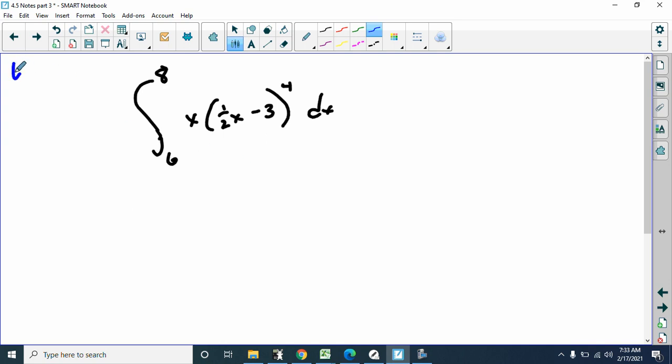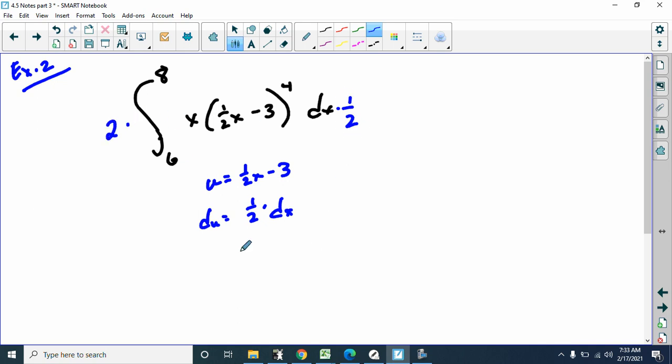Example 2, one more. Let's do a definite integral this time. The integral from 6 to 8 of x times the quantity 1/2 x minus 3 to the 4th dx. So we're going to make u equal to 1/2 x minus 3. du would be 1/2 times dx. So I need to multiply by 1/2 to make my du. I need to cancel out that 1/2 I just multiplied by multiplying by 2. 1/2 dx is equal to du.